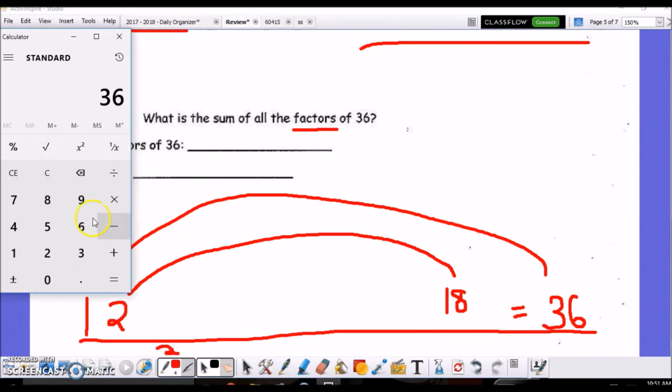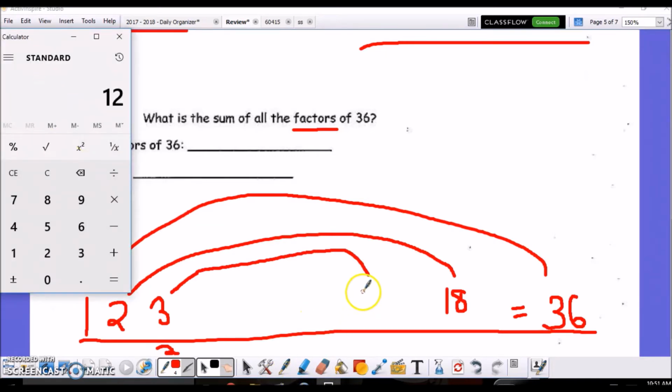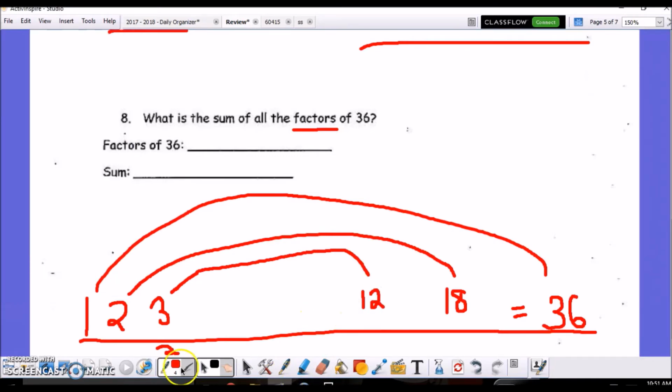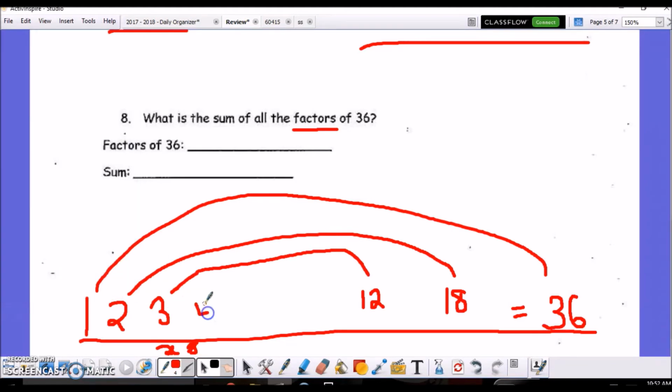Now I take 36 and I divide it by 3. That's the next number I check, which gets me 12. So yes, 3 would create another rainbow link, because 3 times 12 would also get me 36. I've tried 2, I've tried 3, they both work. I'm going to try 4. How do I check to see if 4 is a factor? If 36 is divisible by 4, I divide it by 4. Again, that is a factor. 4 times 9 would get me 36.